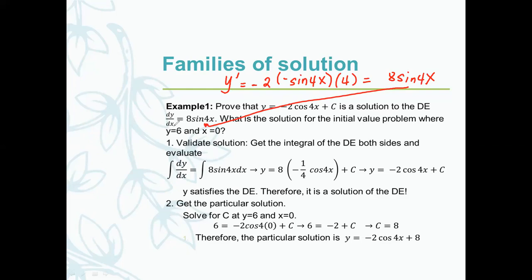Okay, let me erase. Now, what will I do then? Next, it says here, what should be the solution if the value of x is 0 and y is 6? What will I do?